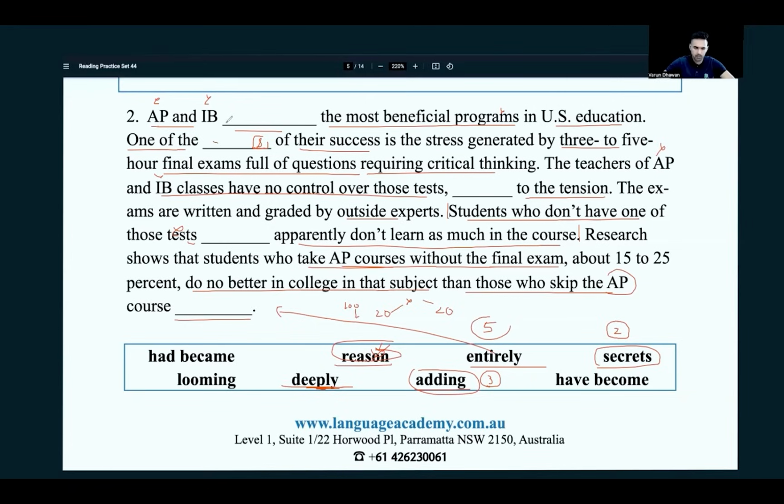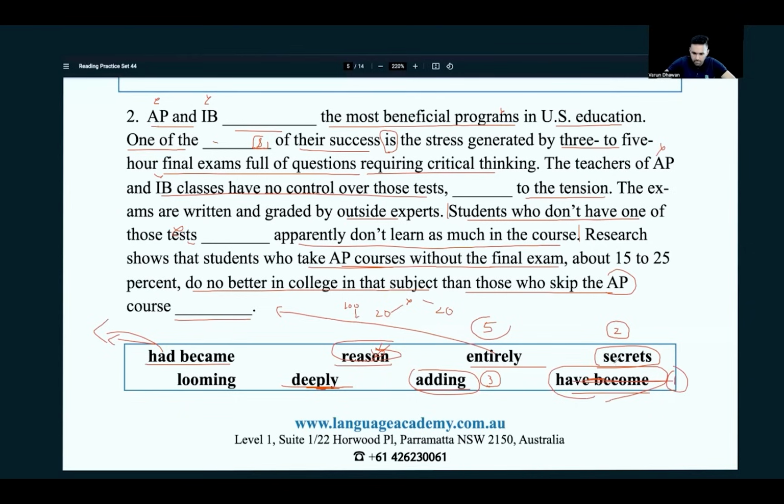AP and IB dash the most beneficial programs. Either had become or have become. Sorry, had became. What's the difference? Had became is in the past. But are they still beneficial programs? Yes. Is means they still have that impact. So they have become. Had is in the past, if they are talking in the past. But they're still going on. That's why have become will be the right answer for first.